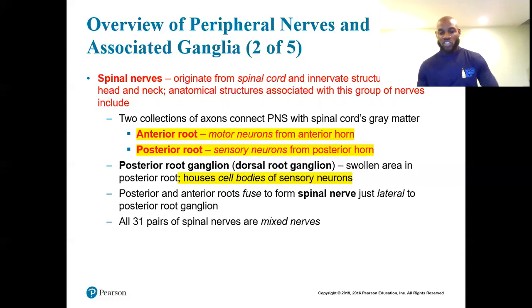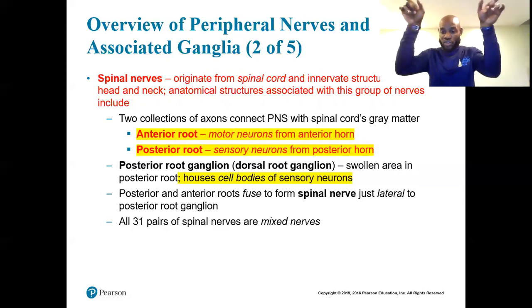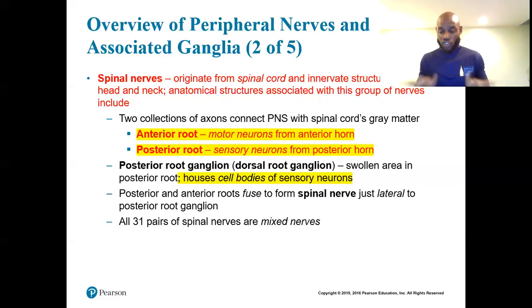There are 31 pairs of spinal nerves. All 31 pairs of spinal nerves are mixed nerves, right? Mixed meaning sensory and motor. A pair is 2, so it's 31 pairs off your spinal cord, like 62 nerves in total, but all 31 pairs are mixed. They have motor and sensory combined, okay?